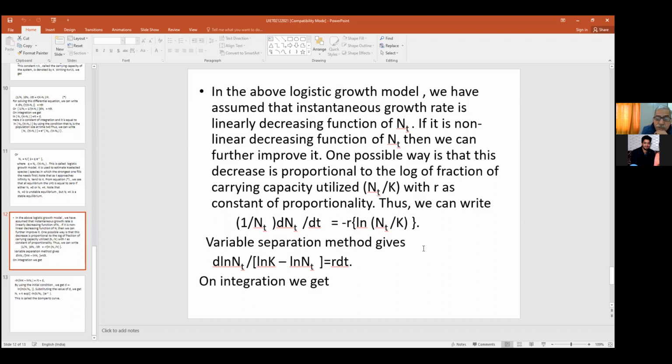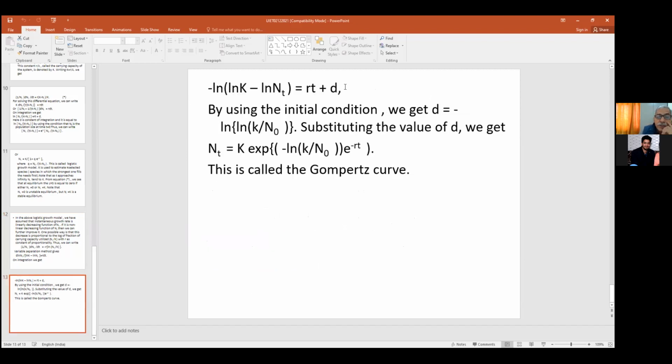So use the variable separation method, you will get this equation, and then on integration you get this one. By using the initial boundary condition, we get d is equal to minus this of this, and then substituting the value of d here and using simple mathematical juggling, you get this one. This is called the Gompertz growth curve.